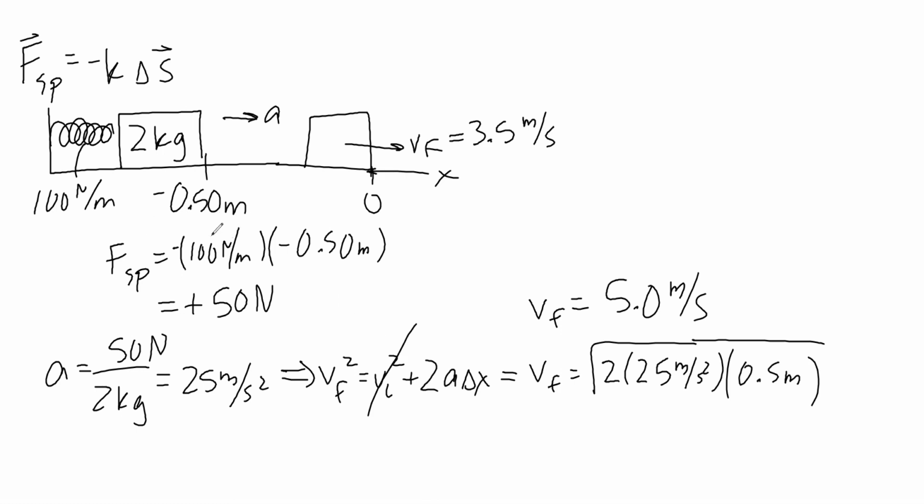So we found the spring force at the very beginning. The equation that we used, 100 times 0.5, is the magnitude of the spring force at the very beginning, right? And so the acceleration, that 25 meters per second squared, is correctly the acceleration at the very beginning. But here's where Newton's laws come in.